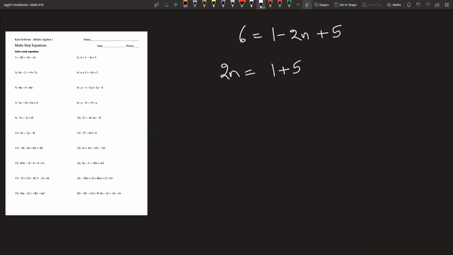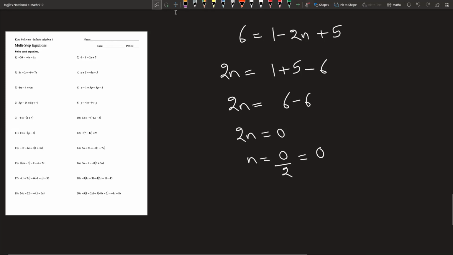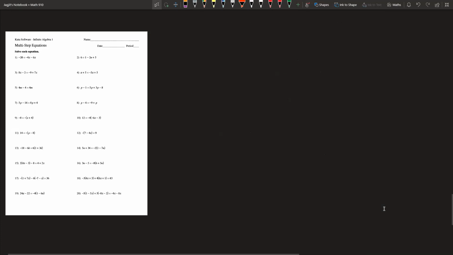And I'm going to move the 6 to the other side. So it becomes minus 6. So guys, look at this. This becomes 1 plus 5, which is 6, minus 6, which is 0. And then you cross multiply, 0 divided by 2 will just stay 0. So your n is equal to 0. All good so far?